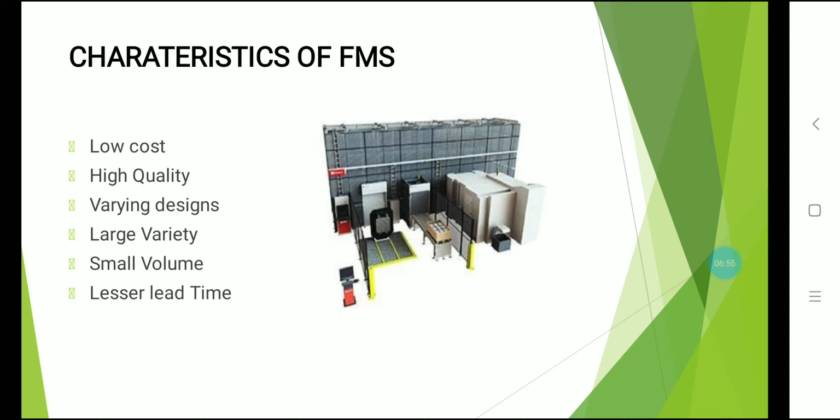Only one product will be produced by the manufacturer at a time. The product will be low cost, of high quality, with varying designs, large varieties, small volume and lesser lead time. It will consider only one product or a variety of products, but the consumers' needs will be kept in mind. These characteristics are considered in producing the products by the manufacturer.